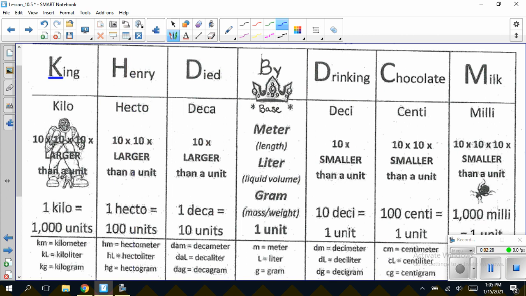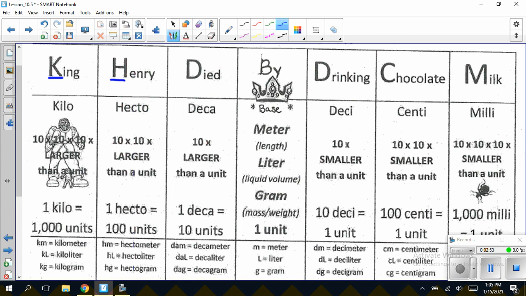Going on to the next one, hecto. That one is not as common in the United States that you would see using measurements, but a hectometer would be equal to 100 of your units. So if, again, you were working with the meters, it would take 100 meter sticks to make a hectometer. Same with the hectoliter and the hectogram.